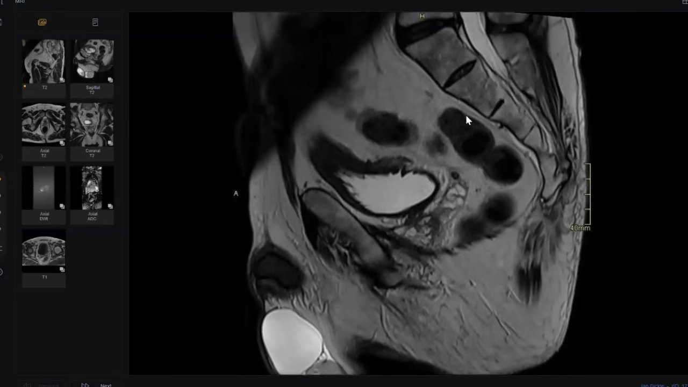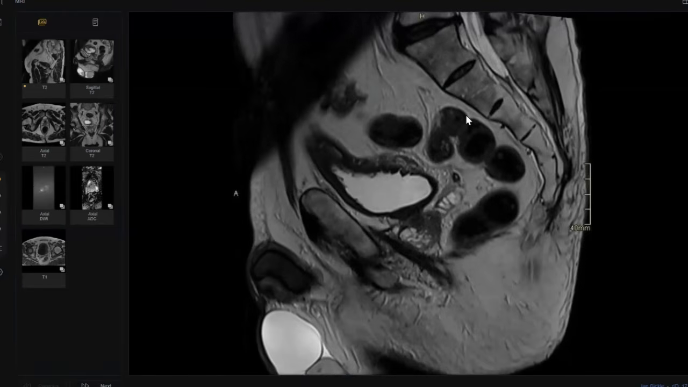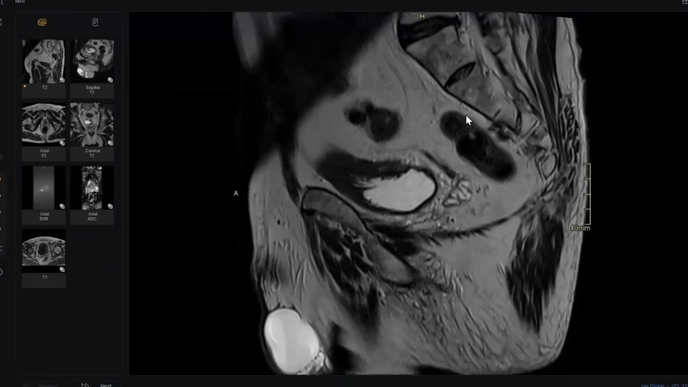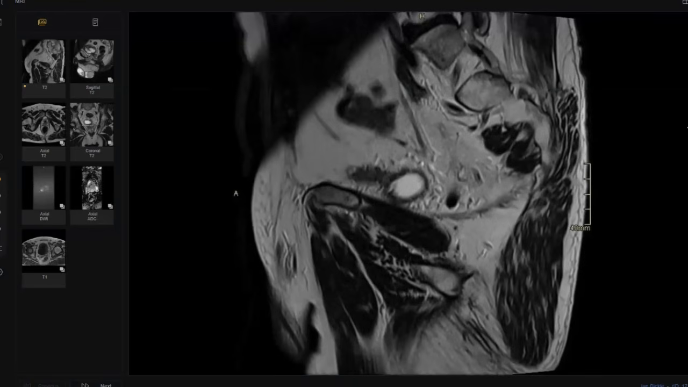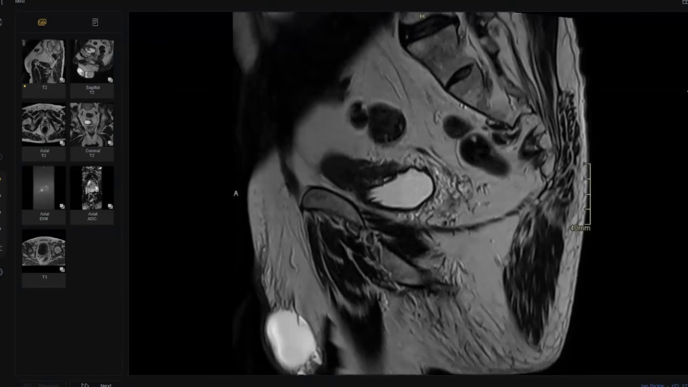Okay, I am presented with the T2 sagittal slices of the MRI pelvis. I want to look at the findings before commenting. Sir, it is not scrolling properly. Let me scroll for you.